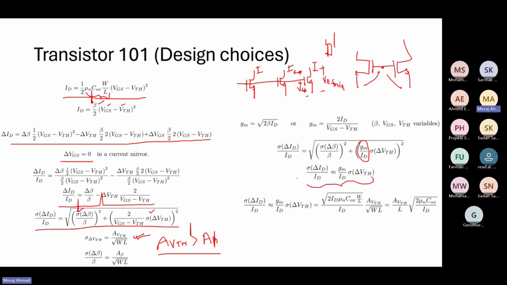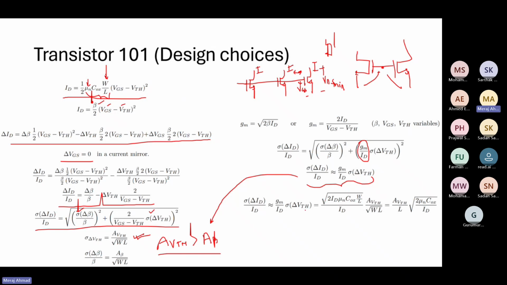This is based on this assumption. Don't take these words as universal, because maybe in future technology nodes this may not be that valid. But at least for 65 and above, you can say that the threshold variation dominates the variation. So this A beta is because of any variation in mu post fabrication and W by L due to size.